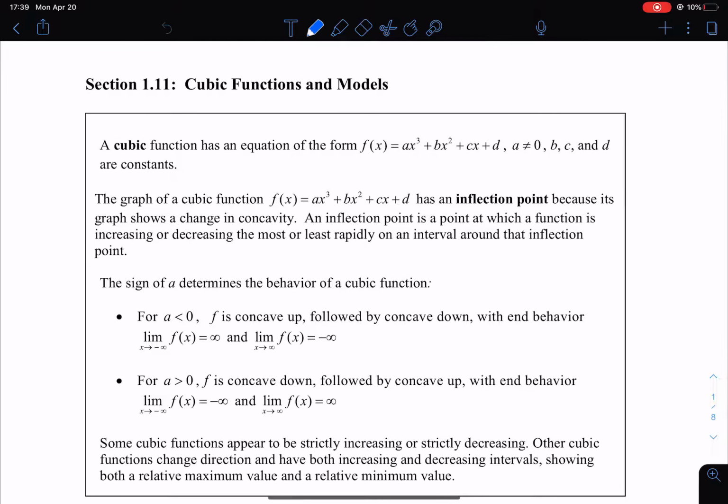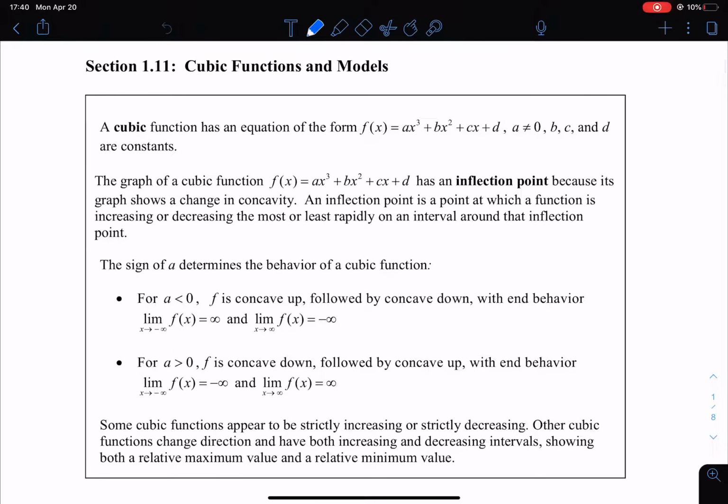And next one, cubic functions and models. This is the last example, the last model in this section in chapter 1. A cubic function has a cubic one. No, that's weird. I thought cubic is right after quadratic, but there's a logistic model in the middle between quadratic and cubic.